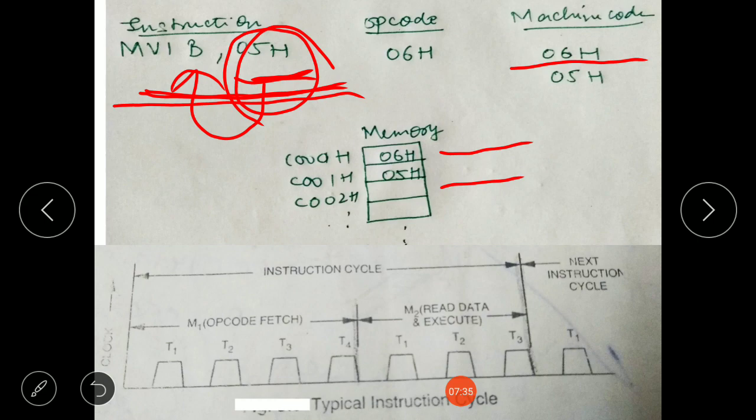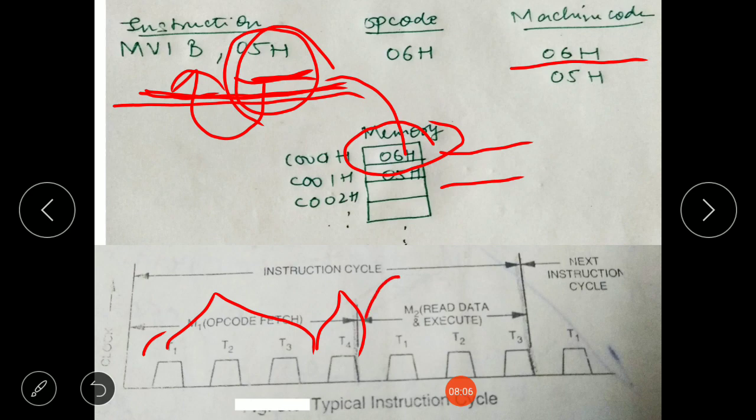So for execution of this instruction, what will happen? The first machine cycle will be used for opcode fetch, which will constitute 3 clock cycles for fetch and 1 clock cycle for decoding. After decoding, the microprocessor will get to know that it has to store some data into the register B, but it has to get that data from the memory.